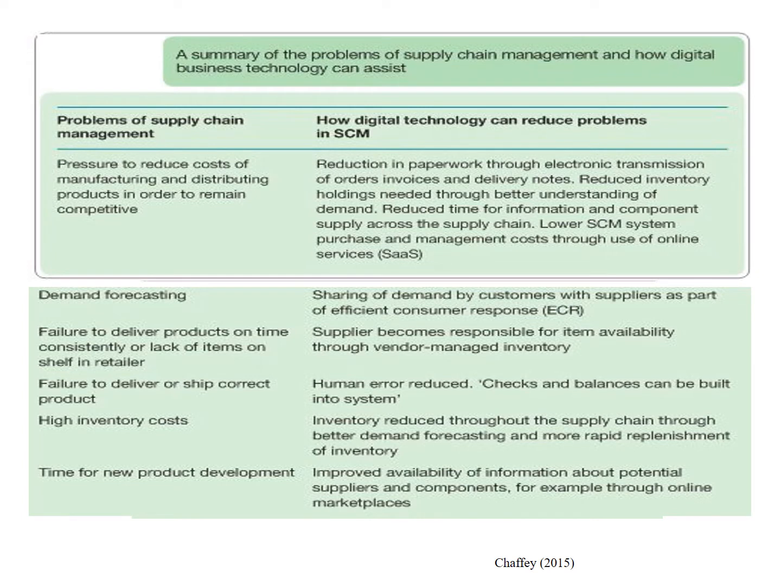So, problems with supply chain management: pressure to reduce the costs of manufacturing and distributing products in order to remain competitive, because this is a big cost. It's a big cost to buy in these product items, to store them, to pick them when the orders are there, to pack them, and then to distribute them out. There is a big cost involved.